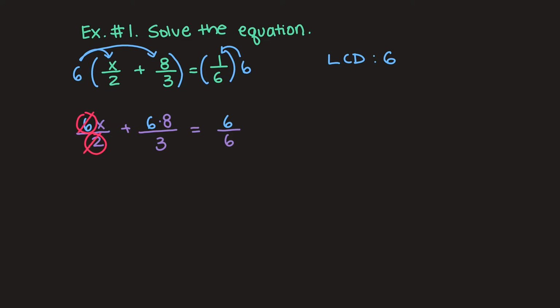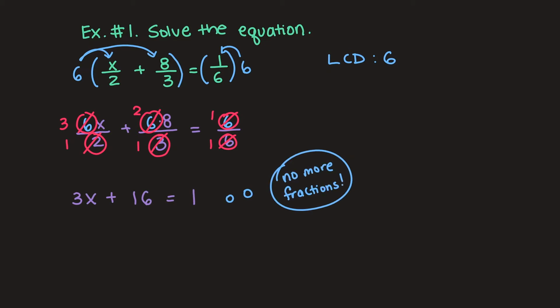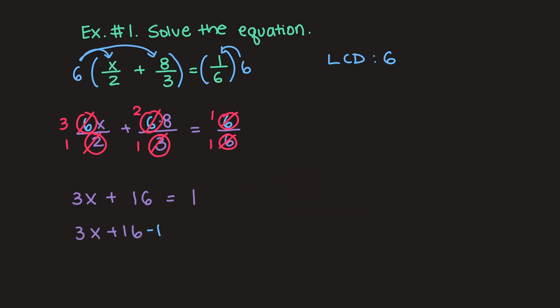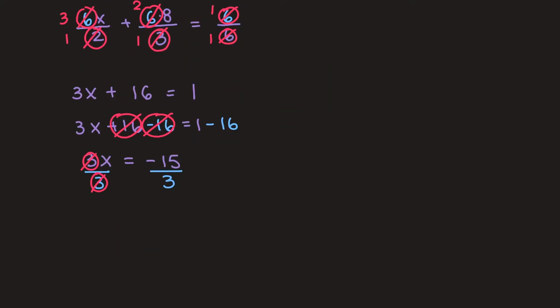6 and 2 reduces to 3 over 1. 6 and 3 reduces to 2 over 1. And 6 and 6 reduce to 1 over 1. And now we have no more fractions. So all that's left to do is to solve the linear equation by isolating the x. So we get x equals -5, and this is our solution.